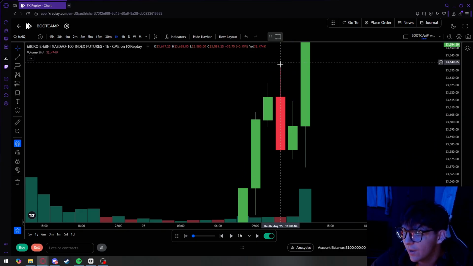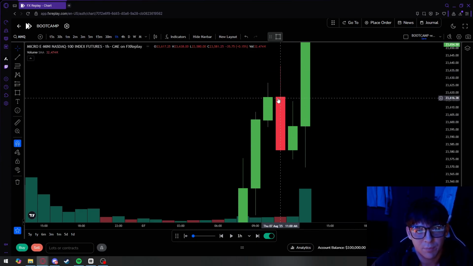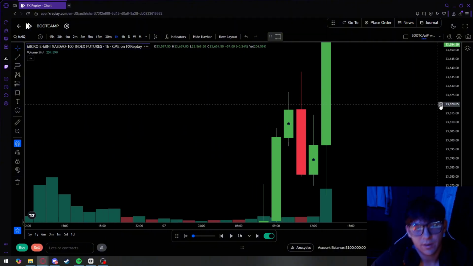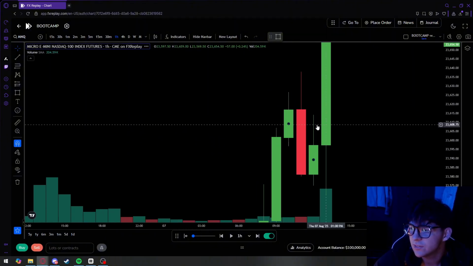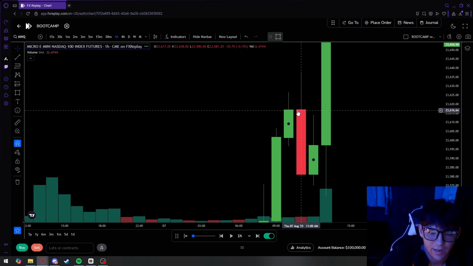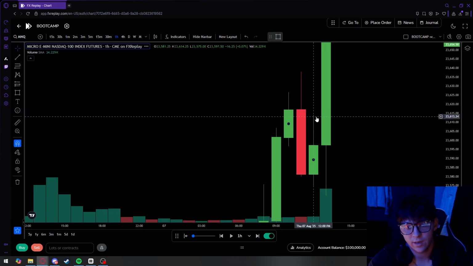This is called the wick. This is called the body. The red part that's filled in is the body. So, like I said, when you look at these time frames, they represent an hour in price. This candle represented the hour of 10 a.m. This one starts at 11 a.m. and ends at 11:59 and 59 seconds. And then right at 12 p.m., the new candle opens up.